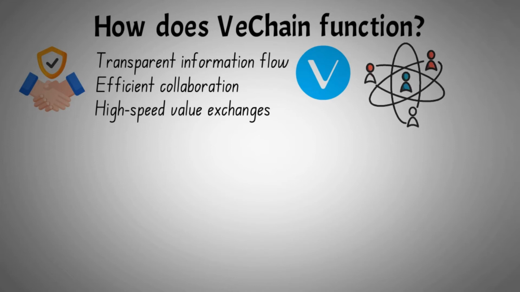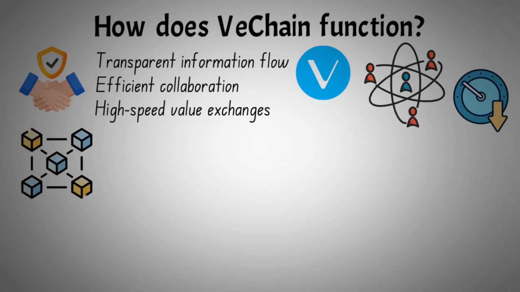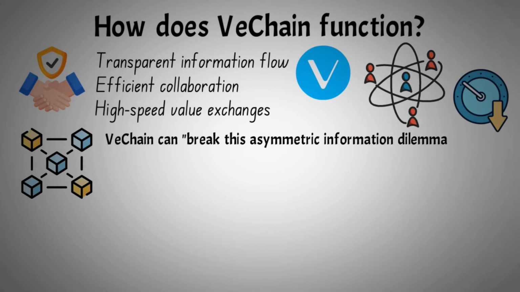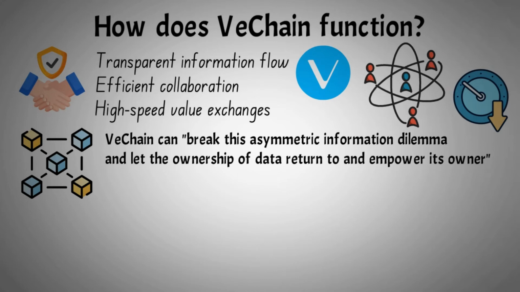Currently, the supply chain data is segmented and distributed between multiple stakeholders. This makes the information flow frustratingly slow. VeChain aims to overcome this problem by leveraging blockchain technology. According to its white paper, VeChain can, quote, break this asymmetric information dilemma and let the ownership of data return to and empower its owner, end quote.